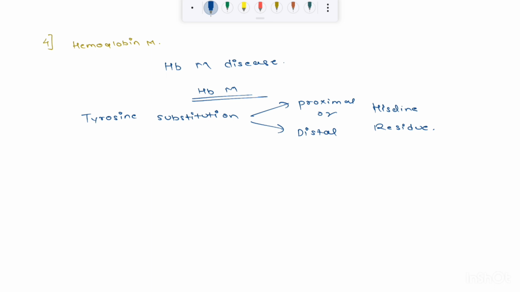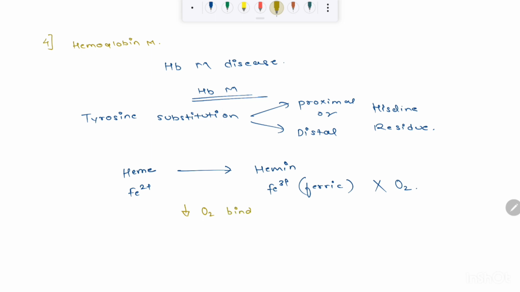As a result, the heme gets oxidized into hemin, where the iron of heme, which is in the ferrous form, gets oxidized into ferric form, Fe3+. As I mentioned before, the ferric form does not bind with oxygen, so the binding affinity for oxygen is decreased, and this would lead to cyanosis. Hemoglobin M disease is a rare disease, and it's not that life threatening, and no effective treatment is found.